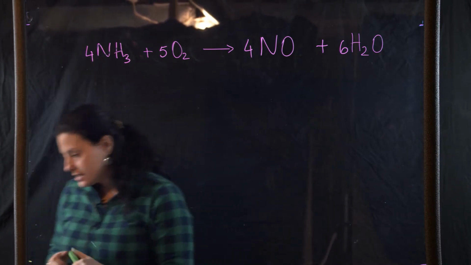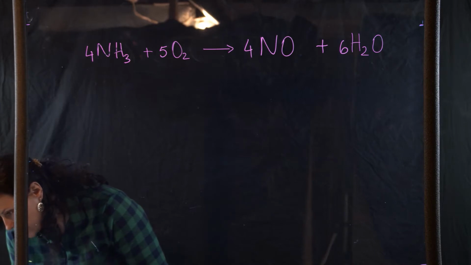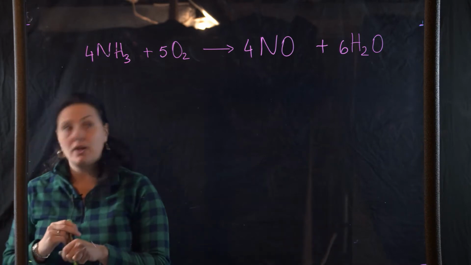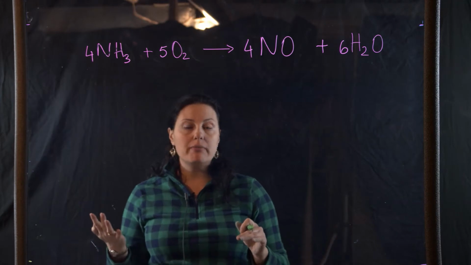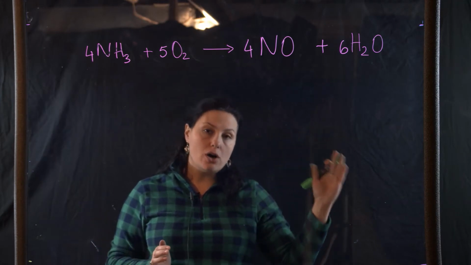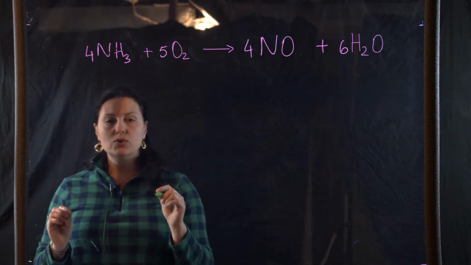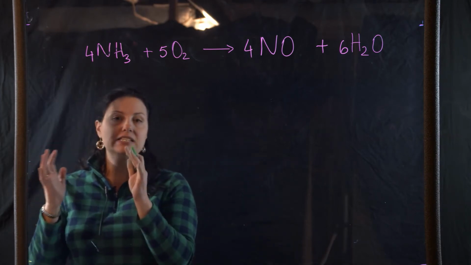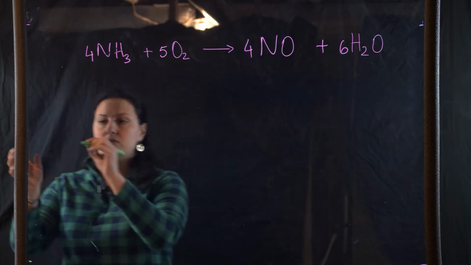Okay, the next problem says how many grams of oxygen are needed to react with 6.7 grams of ammonia. So now we have an extra step. We start with an amount in grams and we go all the way to an amount in grams. I am going to give you a little condensed version of what we're doing that I learned when I was taking chemistry first.